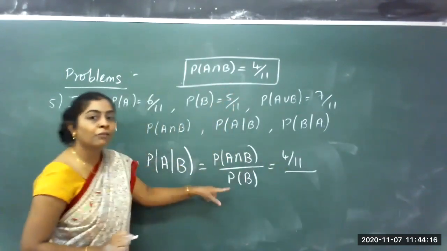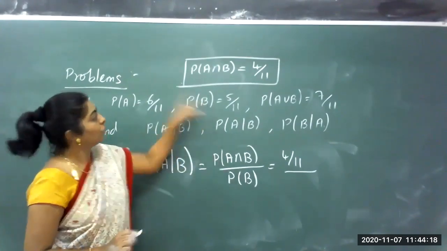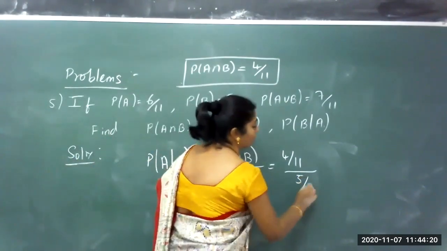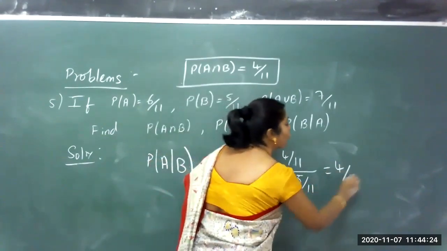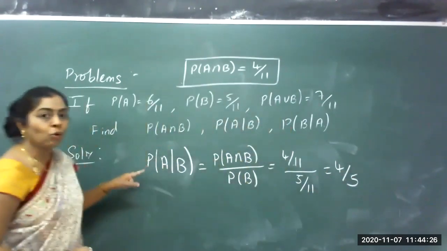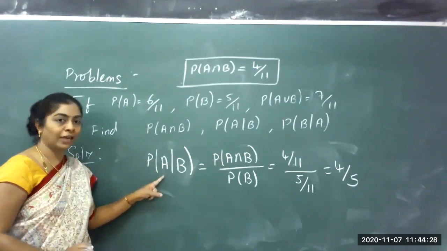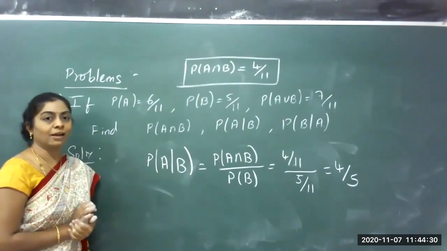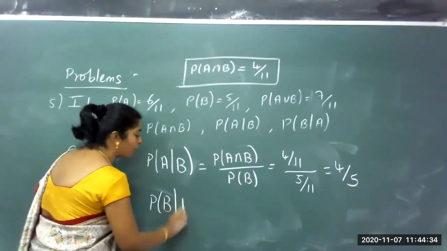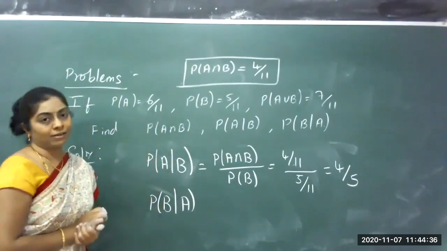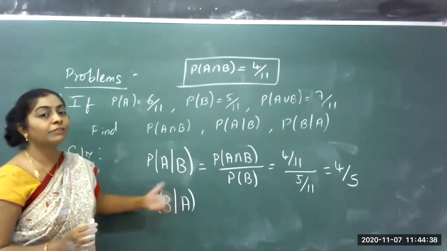Divided by probability of B, which is 5 by 11. The denominators are the same, 11 and 11 I can cancel. 4 by 5 is the value of conditional probability of A when event B has occurred. Next one, conditional probability of B when event A has occurred. In the next one, they reverse the events.